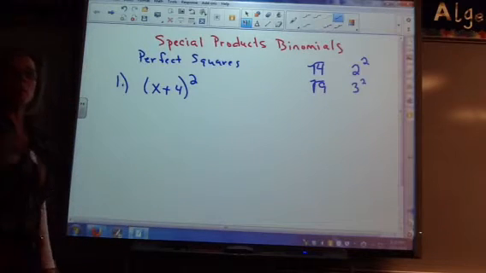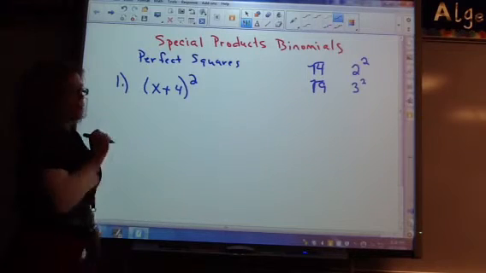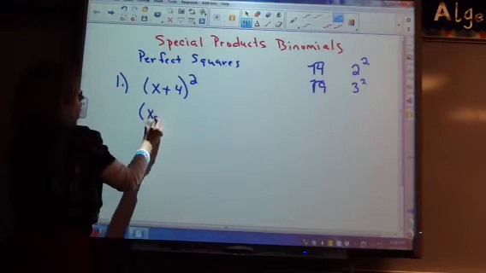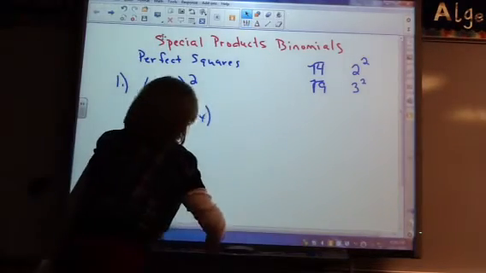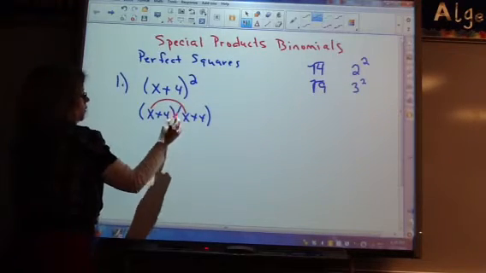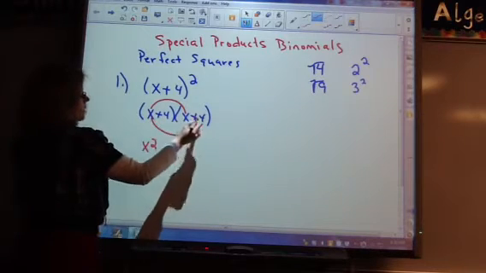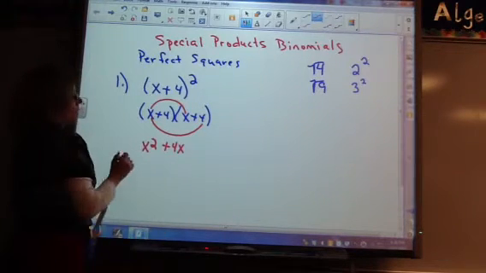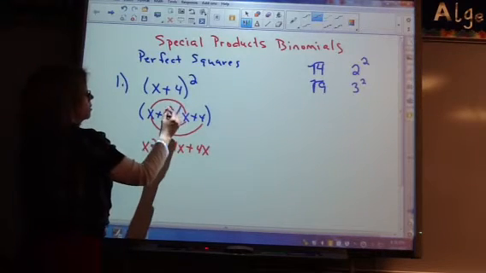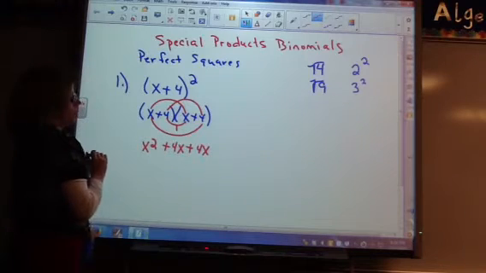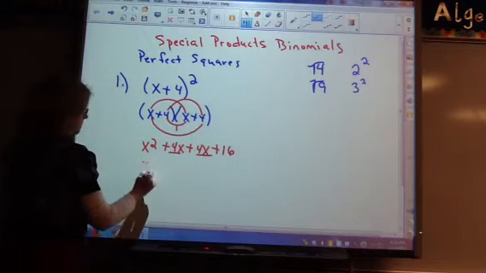All right, so let's look at this first perfect square, x plus 4 squared. Let's go ahead and multiply this out by using FOIL, which is something you should know. Okay, so we do our first, x times x is x squared. We do our outer, x times 4 is a positive 4x. We do our inner, x times 4 is a positive 4x. And then we do our last. Remember, we get a little smiley face here. So 4 times 4 is 16. So let's simplify.